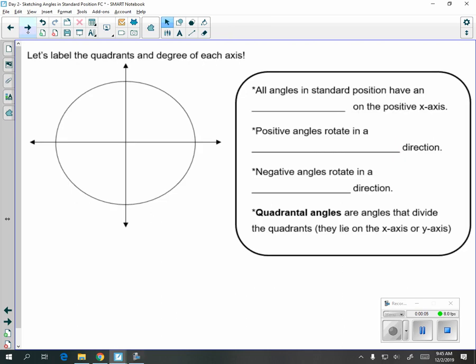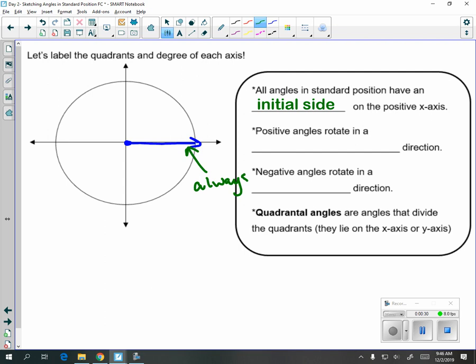So what we have right here is your XY axis and a circle that is centered at the origin on top of it. Now, if you want to go and sketch angles, all angles in standard position have an initial side on the positive x-axis. In other words, we're always going to start here, and that never changes. So always start here at the positive x-axis.